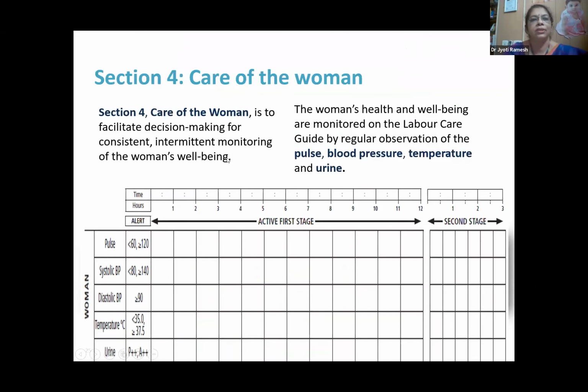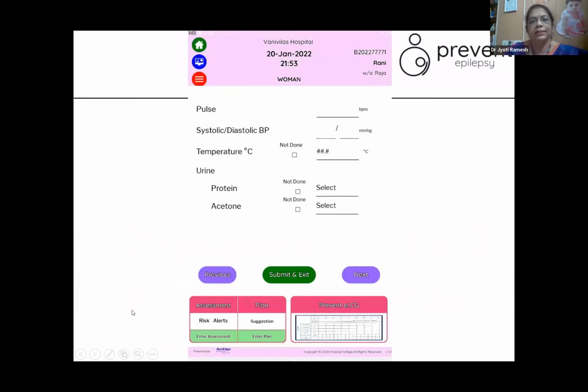Section 4 is about the woman: her pulse, BP, her temperature, and presence or absence of ketones and proteinuria. Again, we have alert signals, which will be marked red if they are present. So again, we can go to the tab and enter these.